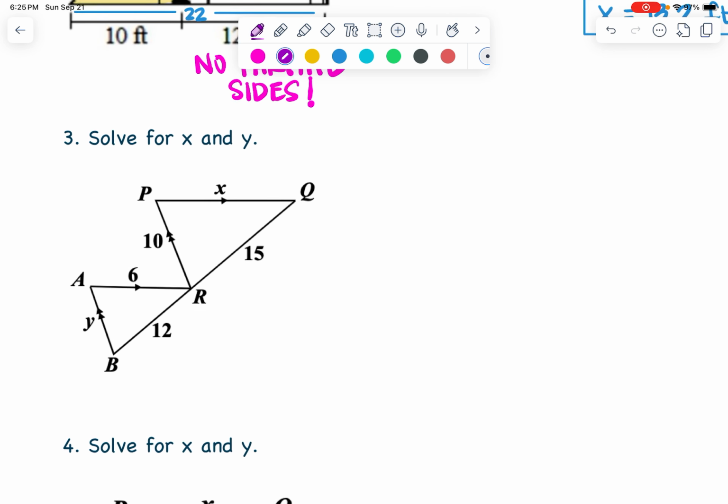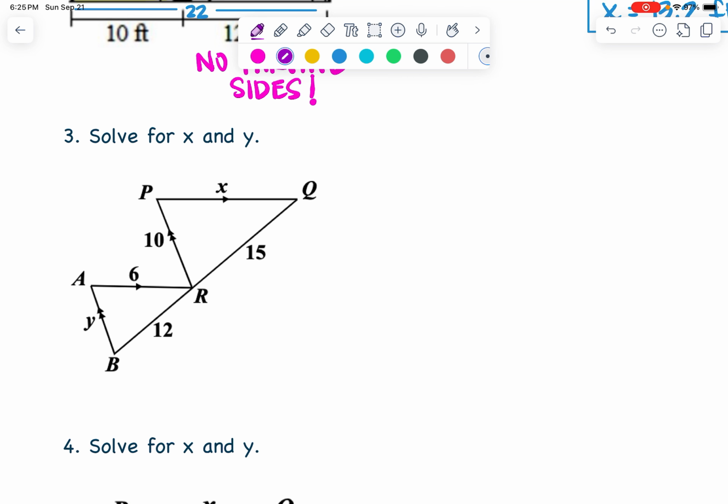Number 3, solve for x and y. All right, so I do want to point out that we have a lot of parallel lines here, right?